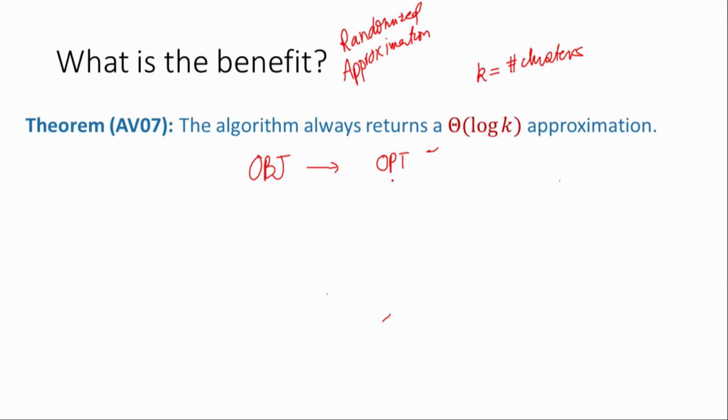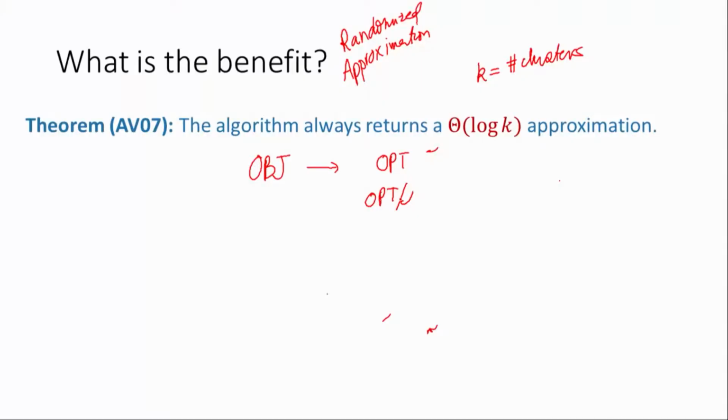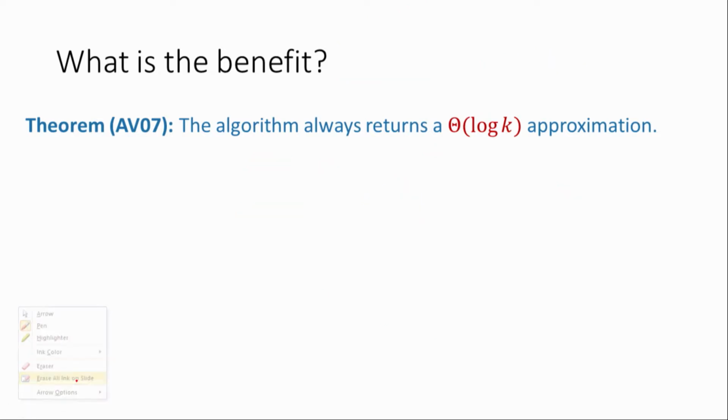And suppose you're trying to minimize this. If you cannot minimize it exactly, suppose you have an algorithm that gives you a solution within twice opt. Oh, sorry, I should really talk about minimization. So let me erase all ink on the slide. You have an objective function that you're minimizing, and the optimum solution is opt.